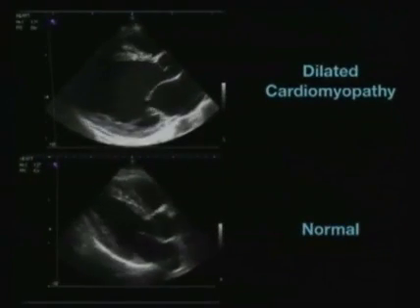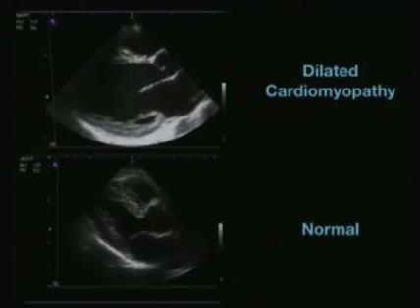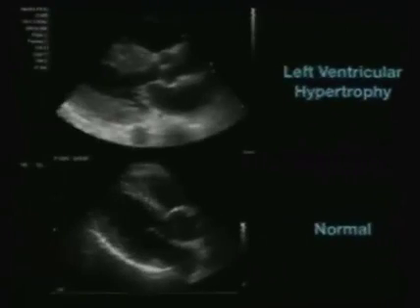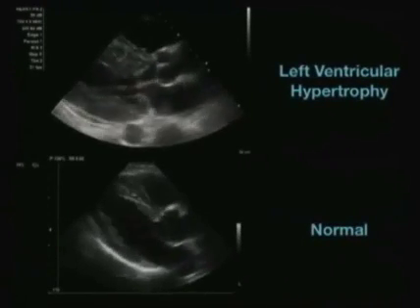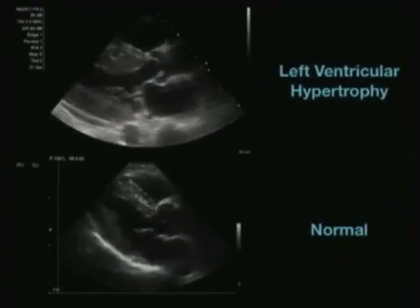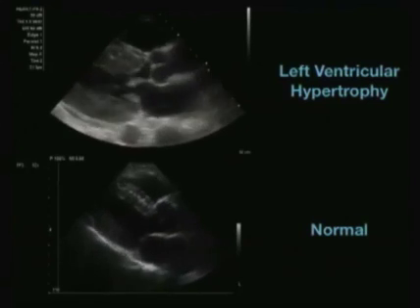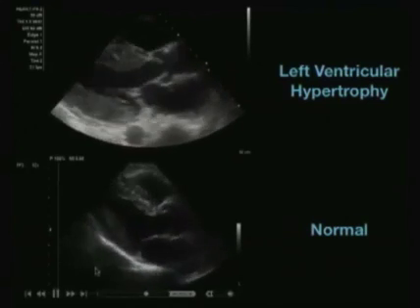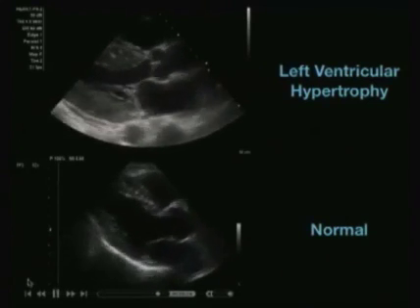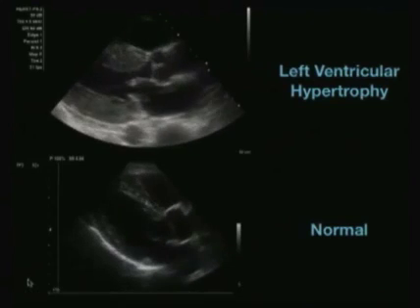Also, in just a gross view, you can quickly establish that the patient may have a cardiomyopathy in this example, or left ventricular hypertrophy, just by a simple gross look at the ventricular walls. You can also measure them and establish the patient has left ventricular hypertrophy.